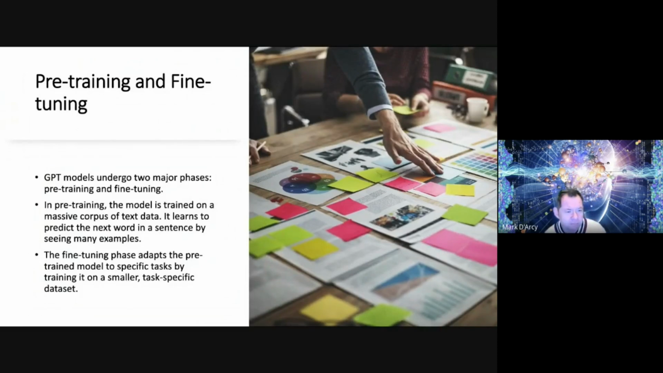This requires pre-training and fine-tuning and a huge amount of data. GPT models undergo two major phases: pre-training and fine-tuning. In pre-training, the model is trained on a massive corpus of text data. It learns to predict the next word in a sentence by seeing many examples. For example, GPT has been shown the entire corpus from various scientific journals. It's been shown the entirety of Wikipedia and a bunch of other databases too. It's analyzed them and looked for patterns and remembered those patterns. The fine-tuning phase adapts the pre-trained model to specific tasks by training it on a smaller subset of data, such as biology, law, engineering.